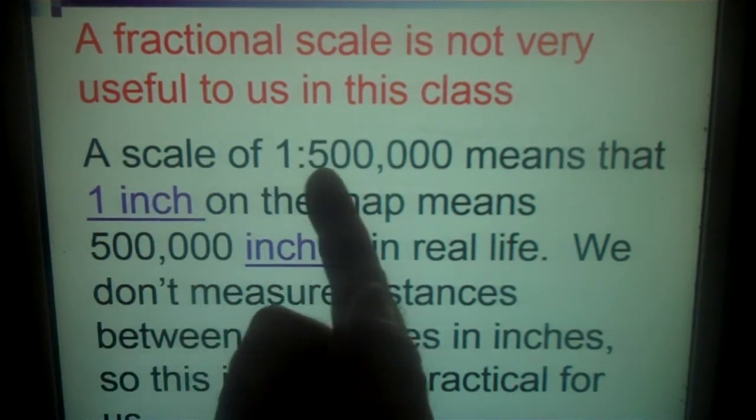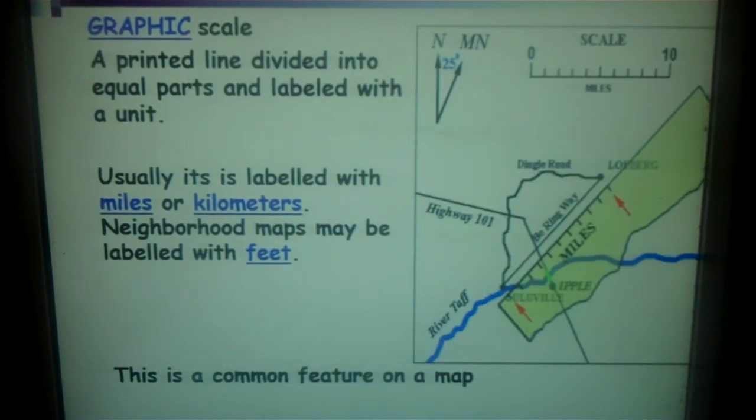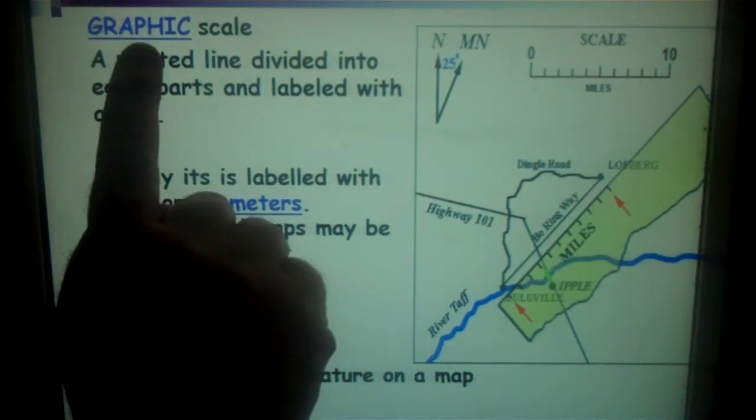For instance, a scale of 1 to 500,000 means that 1 inch on the map means 500,000 inches in real life. We don't measure distances between real places in inches, and so it's not really practical for us to use here in this classroom. Okay, the second kind of scale is called the graphic scale.